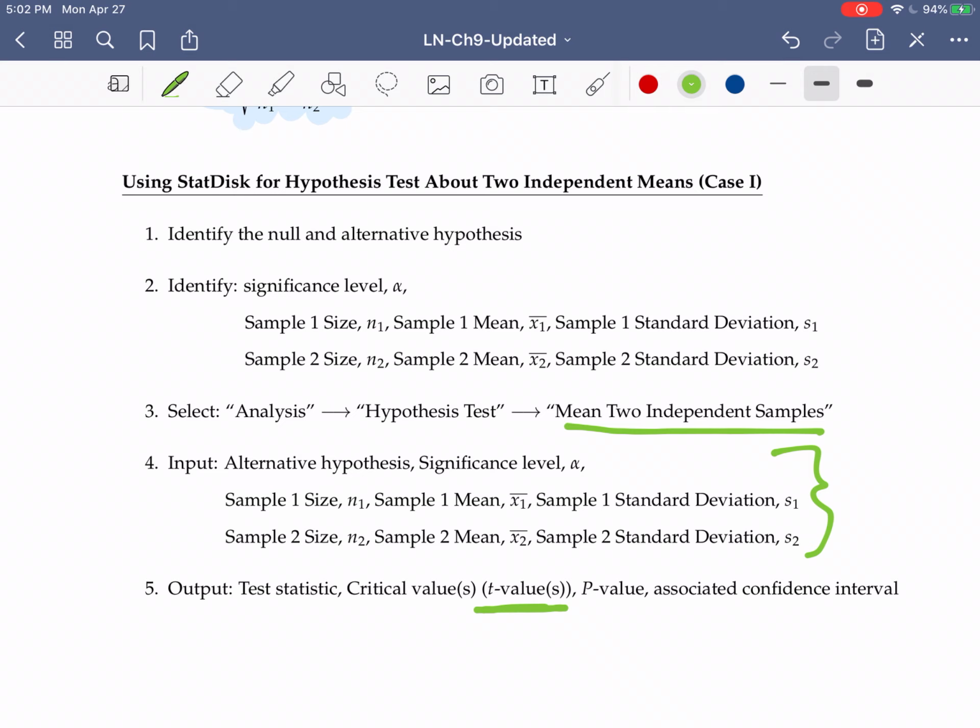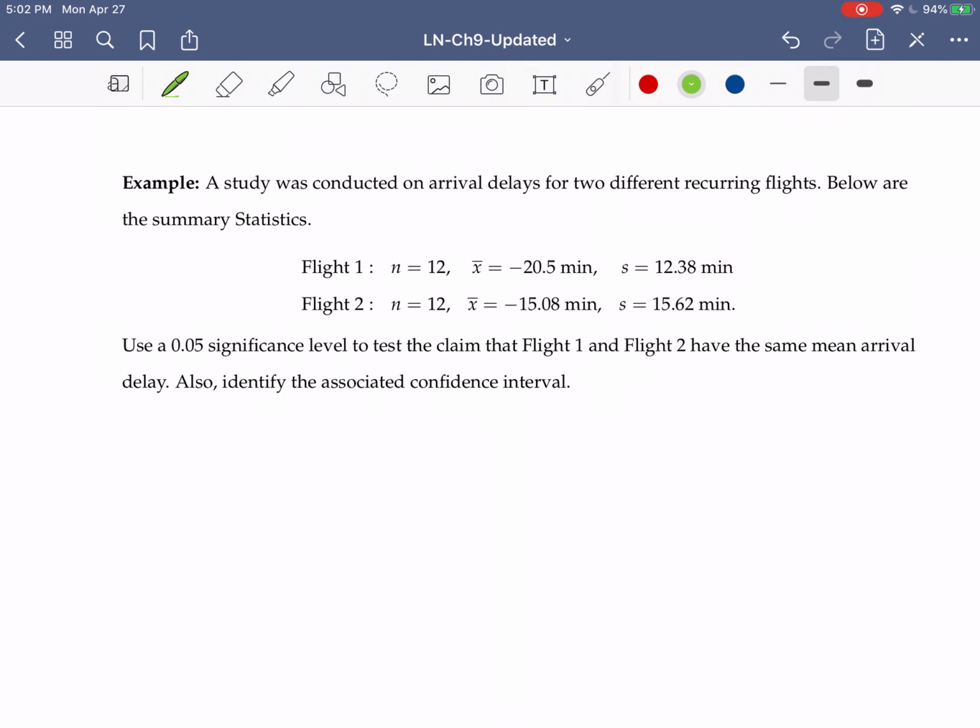So let's look at an example. A study was conducted on arrival delays for 2 different recurring flights. Below are the summary statistics. For flight 1, there were 12 flights. The mean delay was negative 20.5 minutes, standard deviation 12.38 minutes. For flight 2, there were also 12 flights. The mean delay was negative 15.08 minutes and a standard deviation of 15.62 minutes.